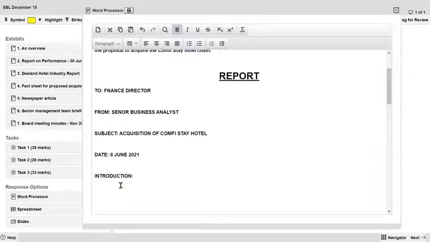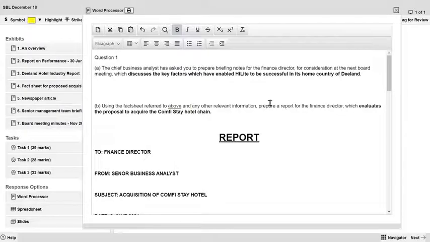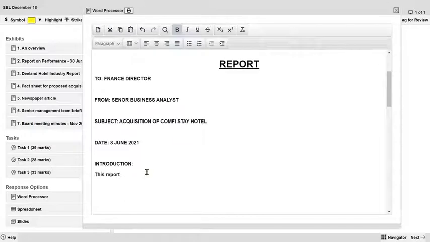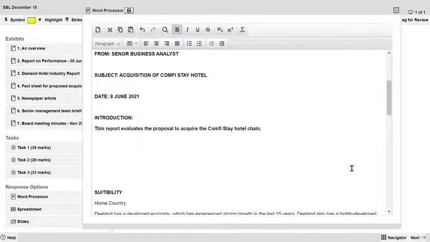Introduction. Now, where do I get the introduction from? I will copy paste from the case. But I will first say this report, and then I will go to the requirement. I can copy paste: evaluates the proposal to acquire Comfy Stay Hotel. Control C. I go down, I go here, and I paste. Full stop. You can also say using SFA model, but it's not important. If you say, then it's okay. If you don't say, then also it's okay. And then your heading would be suitability, which is already here.